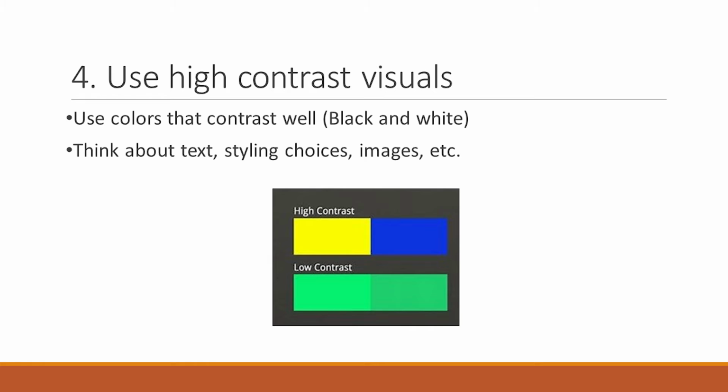Number four, use high-contrast visuals. Visuals with low contrast are difficult to see even if your viewer does not have visual impairments. Use colors that contrast well with each other. For example, you can use black text on a white background, which is default on most programs. Here, you can see an image that shows off these shades of yellow and blue contrast very well, while the lighter and darker shades of green do not contrast well. High contrast color should be applied to your text, styling choices, images, etc.